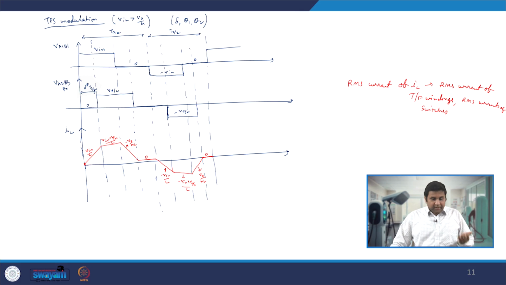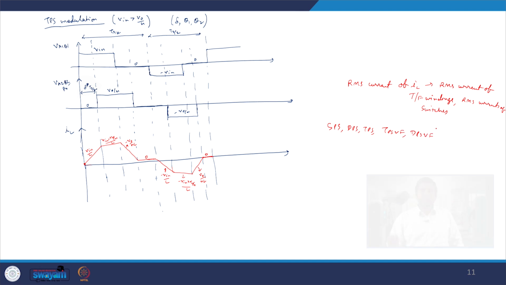So it is important to see, for the same amount of power transfer from A1 B1 terminal to A2 B2 terminal or A2 B2 terminal to A1 B1 terminal, one can do either SPS modulation or DPS modulation or TPS modulation, or TPS modulation with variable frequency or DPS with variable frequency. Any kind of modulation one can do.